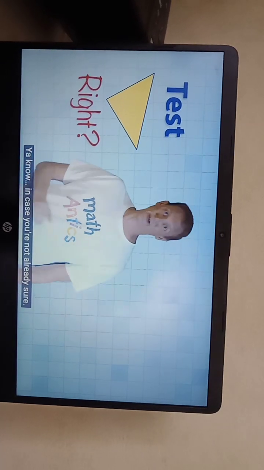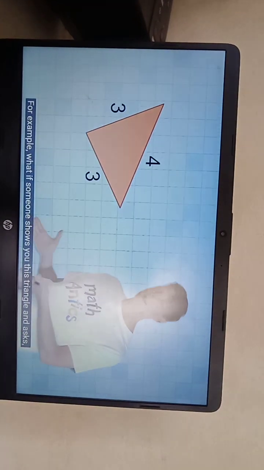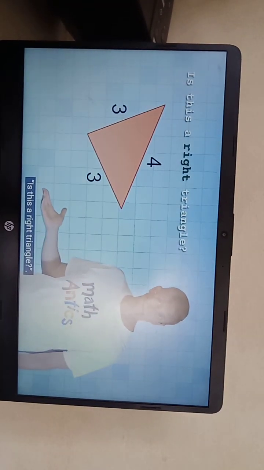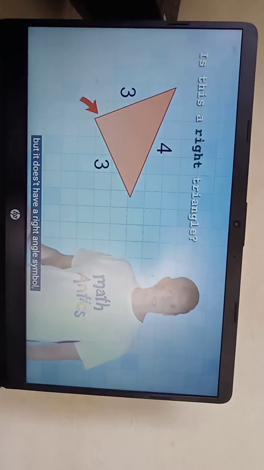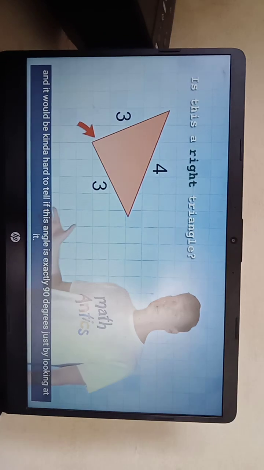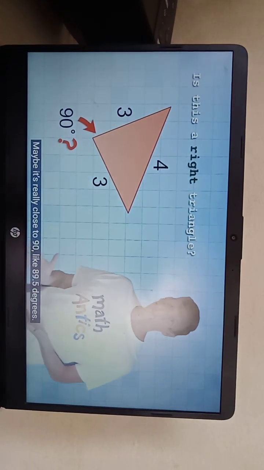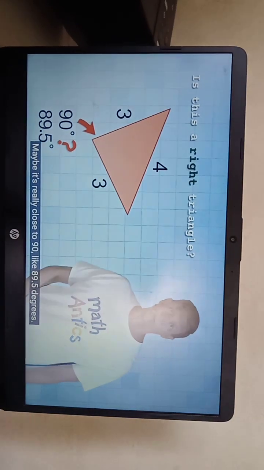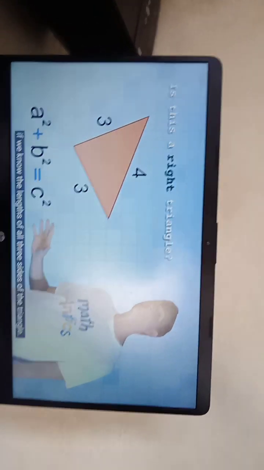You know, in case you're not already sure. For example, what if someone shows you this triangle and asks, is this a right triangle? Well, it looks a lot like a right triangle, but it doesn't have a right angle symbol, and it would be kind of hard to tell if this angle is exactly 90 degrees just by looking at it. Maybe it's really close to 90, like 89.5 degrees. No worries, the Pythagorean theorem can tell us for sure if we know.